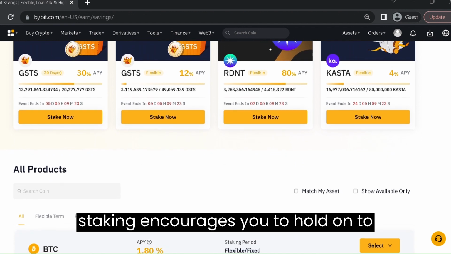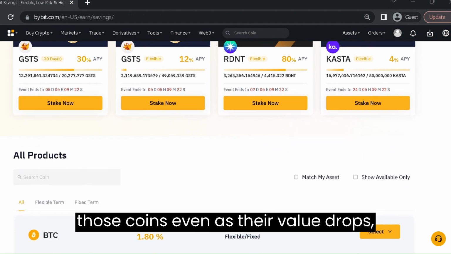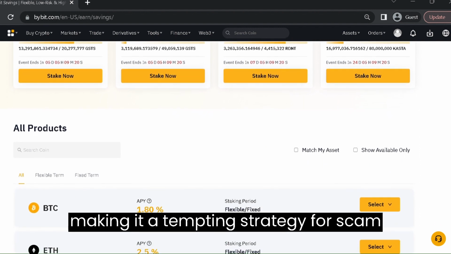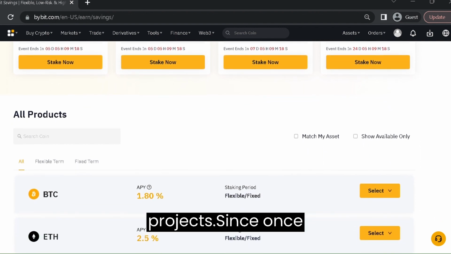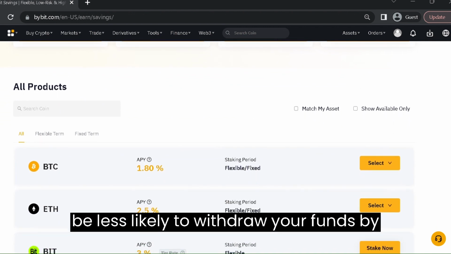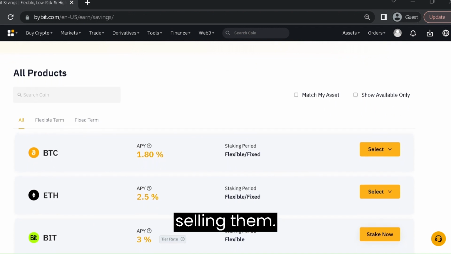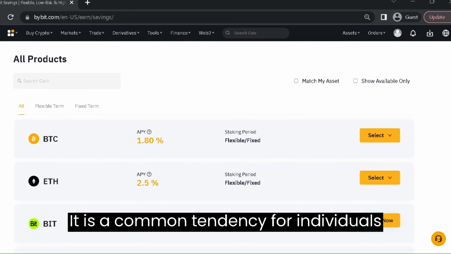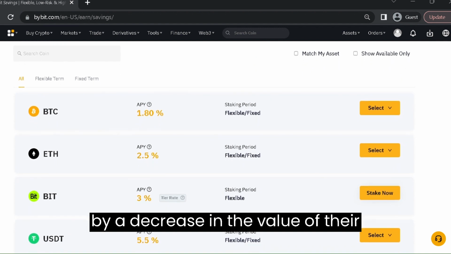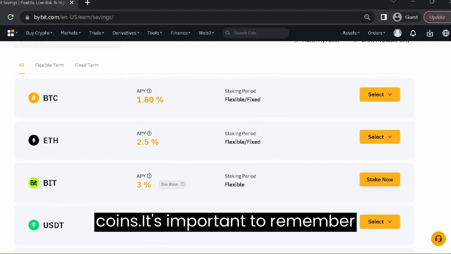This is because staking encourages you to hold onto those coins even as their value drops, making it a tempting strategy for scam projects. Since, once you've invested in their tokens, you may be less likely to withdraw your funds by selling them. It is a common tendency for individuals to use staking to recover losses caused by a decrease in the value of their coins.